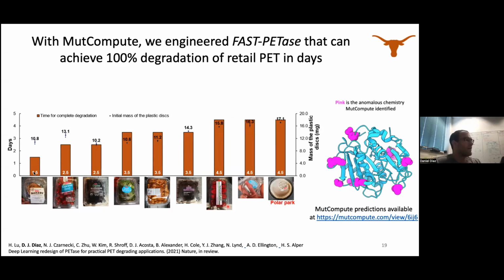You can see on the left, HEB is just a grocery chain here in Texas. We bought some food products there, took the PET products, and hole-punched out a disc. You can see this one was about 1.5 days, and this one is about 4.5 days, and it broadly correlates with the mass of the disc. This disc was almost 11 milligrams, and this disc over here is 7.